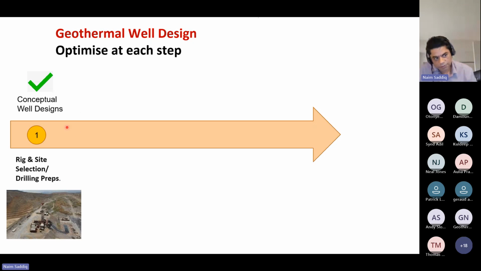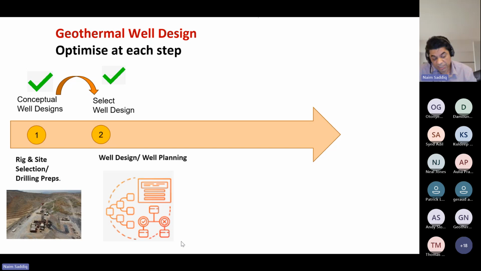Once you have the conceptual well designs, a few of them maybe, then you go about selection of the well design. This is where the mistake happens. When you select the well design, you firm up the cost. You firm up the risk profile. You firm up the deliverability of the well. You firm up a lot of things that should be on the right side. If you are to be successful, we need to select the right well design, the design that delivers everything.